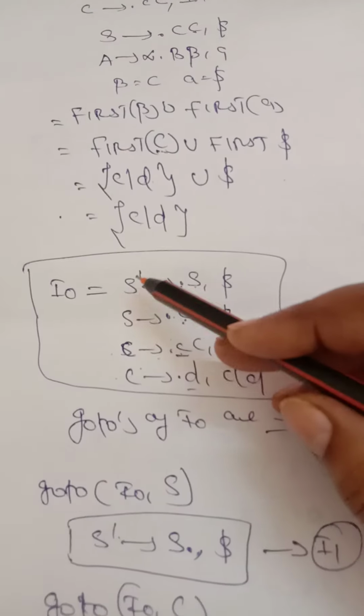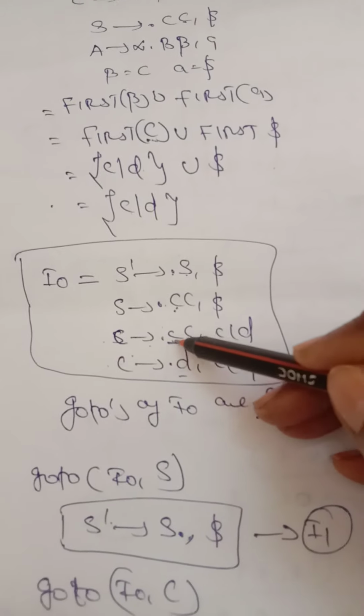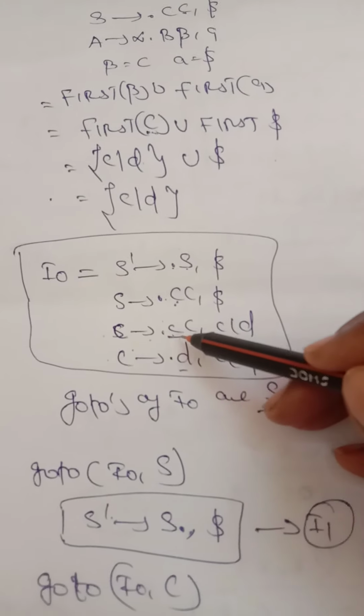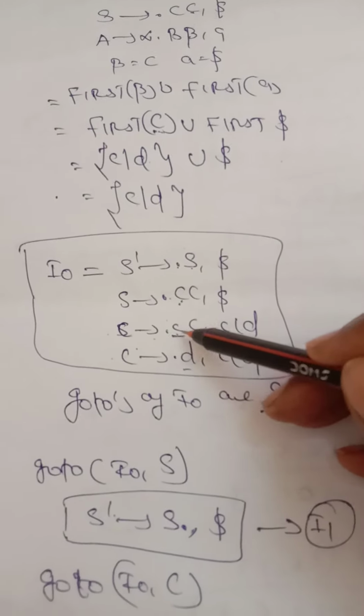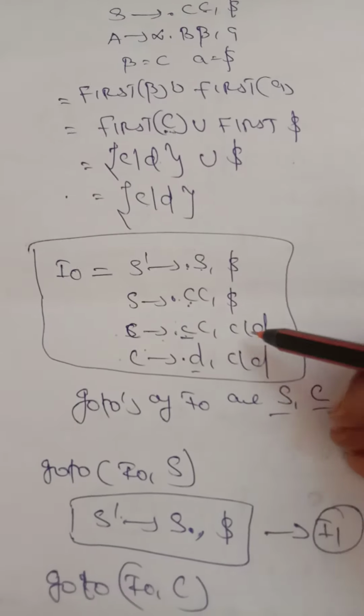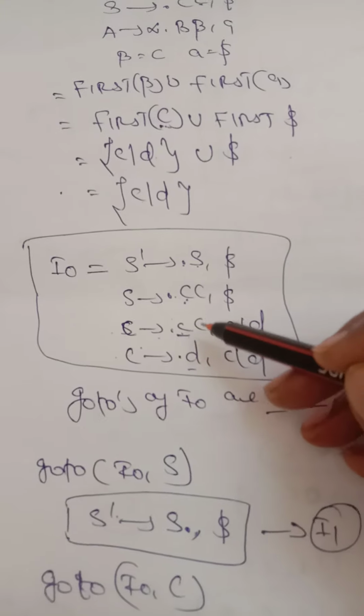So this is I0. In I0, we have C here. So we have to apply it. If you are applying C here, it means the dot moves one position to the right. So what's the answer? S goes to c dot, capital C comma c, d. So we have to refer to that C production from I0.